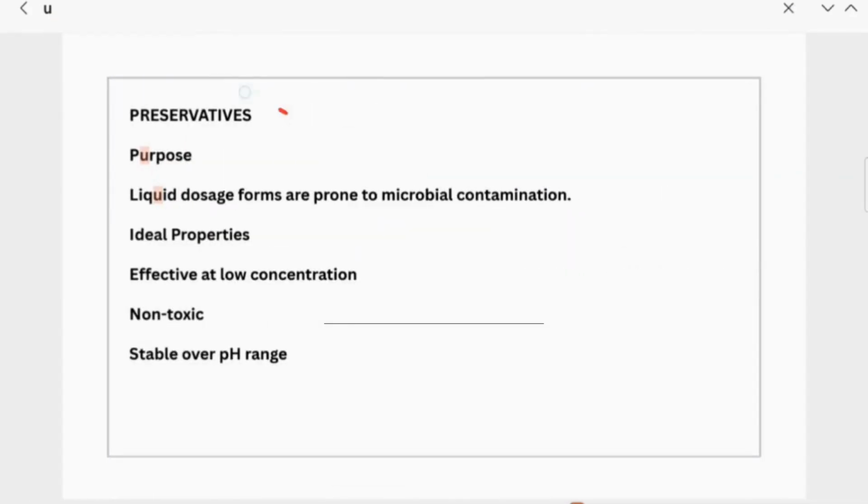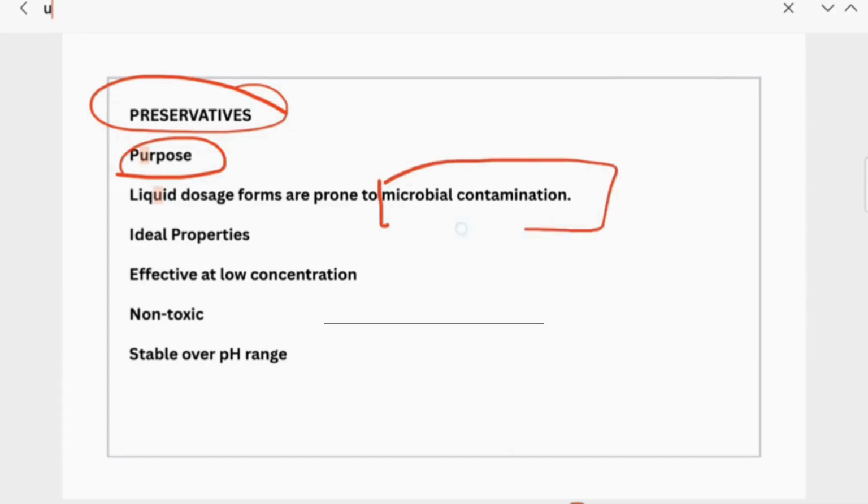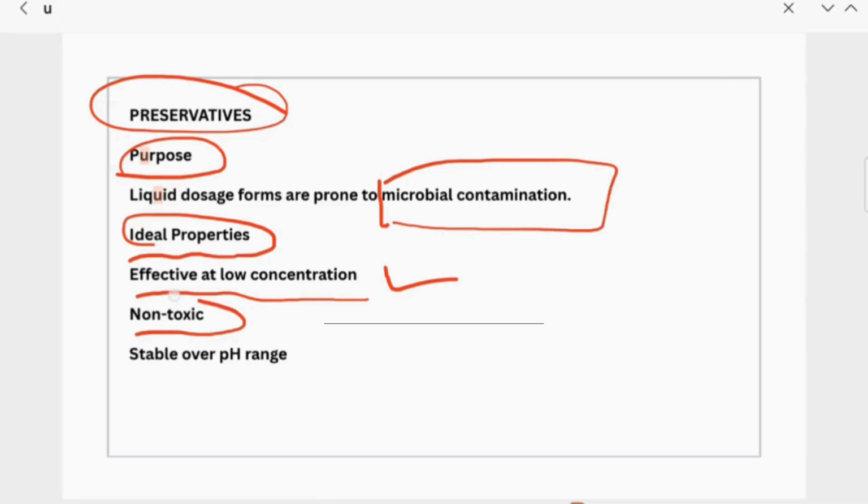Then the next category is preservatives. The main purpose of adding a preservative is to protect the formulation from microbial contamination. There are some ideal properties or criteria for a preservative. It is effective at low concentration, and it should be non-toxic and stable over all pH range.